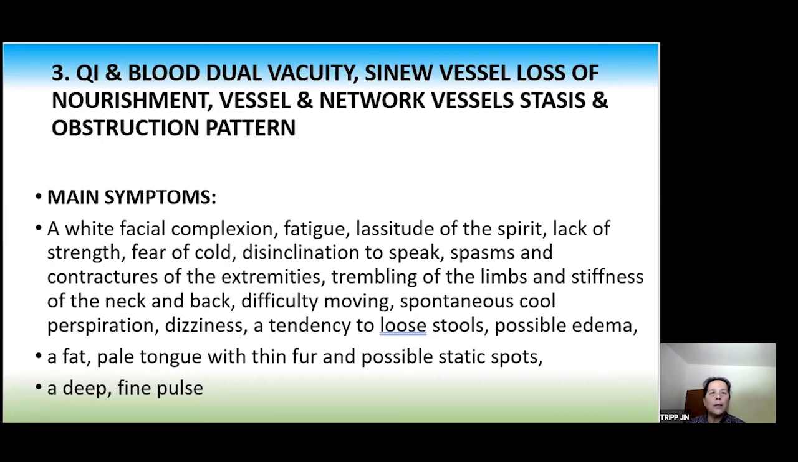Then we go to the deficiency part. Qi and blood are both deficient, then the sinews lose nutrition, and that causes some stagnation.